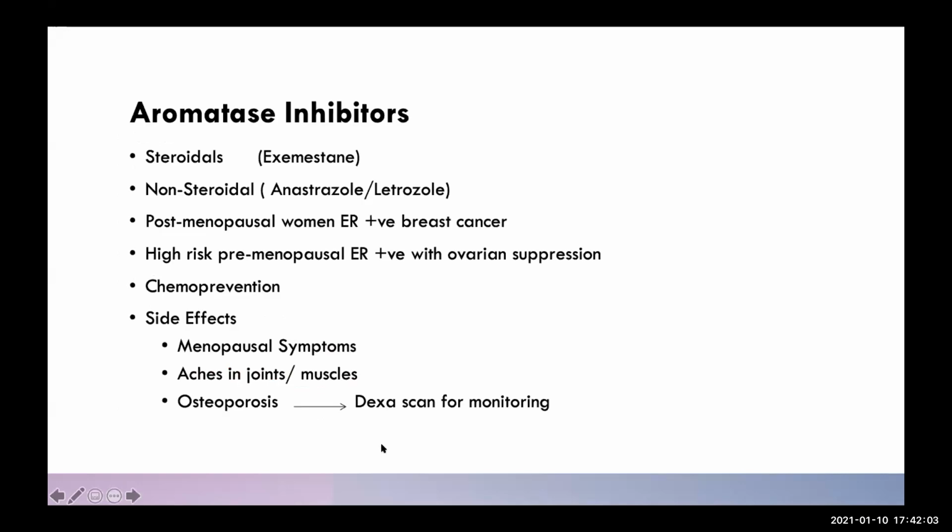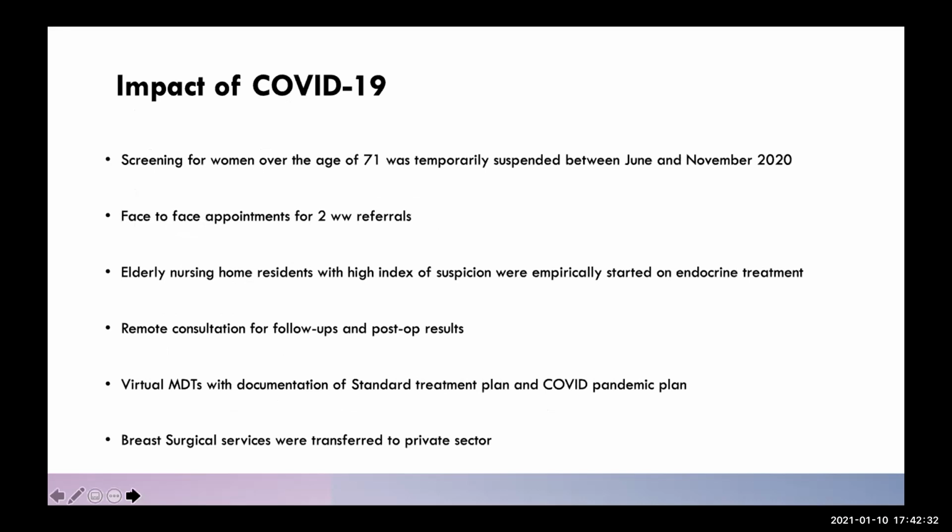Then aromatase inhibitors are another kind of endocrine treatment, which is used for postmenopausal women, either who have been treated for breast cancer or for chemoprevention. Its use in male breast cancer has not been studied well. That's why we don't give aromatase inhibitors to men as the first line of treatment. Common things to know about is that it increases the risk of osteoporosis. So almost always we do a DEXA scan for monitoring these patients.